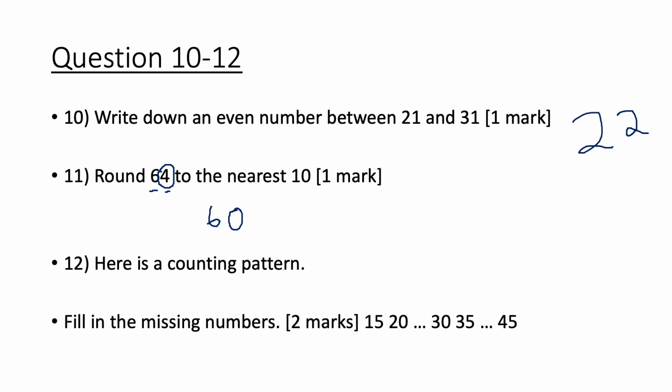Okay. Question number 12, guys. Here is a counting pattern. Fill in the missing numbers. 15, 20, so it's going up in 5s. 25, 30, 35, 40, and then 45. So it's a sequence of numbers going up in 5s.